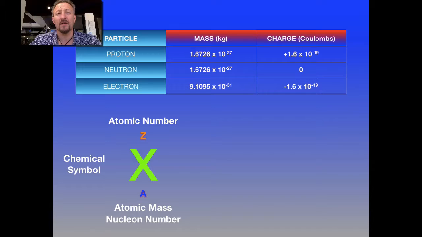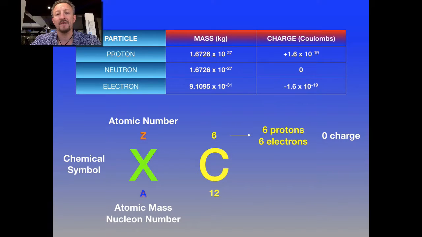Let's have a look at a quick example. Here we've got carbon. We can see carbon has the symbol C, an atomic number of 6, and an atomic mass of 12. So what does this mean? Well, the atomic number at the top gives the element its position in the periodic table. As well as this, it tells us that there are 6 protons and 6 electrons.